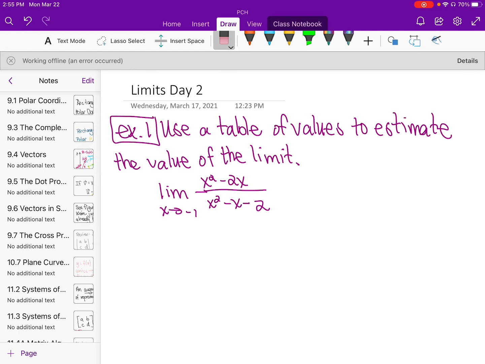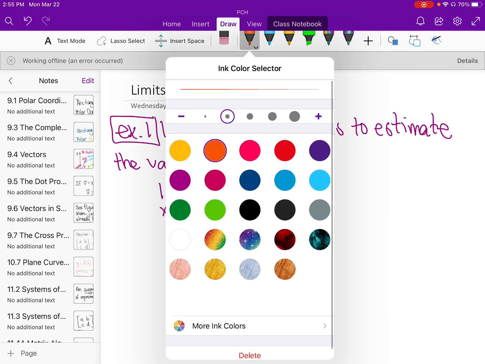All right, day 2 of limits. We're just gonna continue with what we were talking about last time. So this time we're gonna actually create our own tables though. So in the last video, I had all the tables ready to go. This time we're gonna create our own tables because that's really what we need to be comfortable with doing.